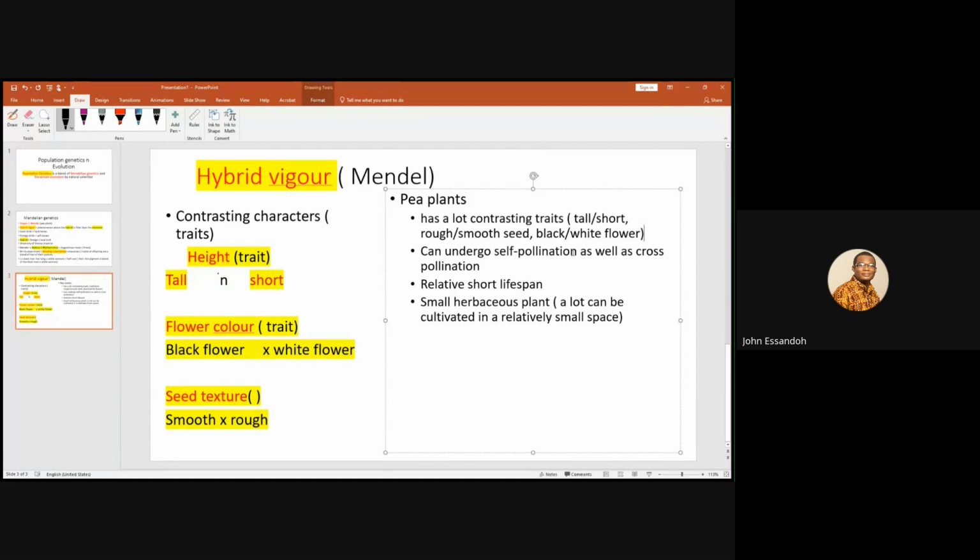Apart from that, the pea plant can undergo self-pollination as well as what? Cross-pollination. So which means I can deliberately allow the plant to undergo self-pollination, and I can also deliberately allow the plant to undergo cross-pollination. And it has short lifespan, the life cycle, short lifespan. And then another thing is that it has what? It's a herbaceous plant, and a lot can be cultivated in relatively small space. Okay, so that's the reason that he picked pea plants.